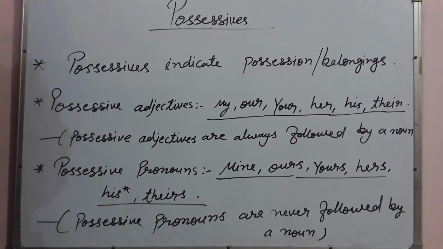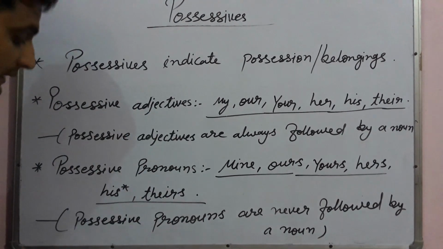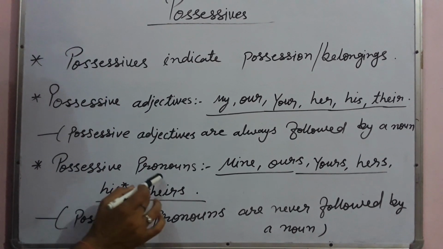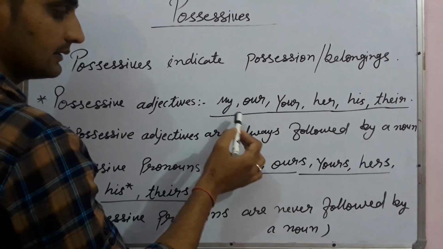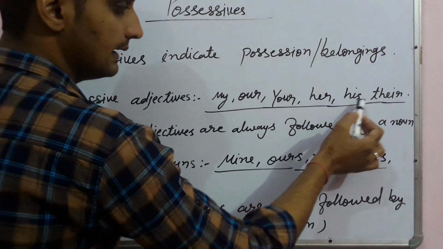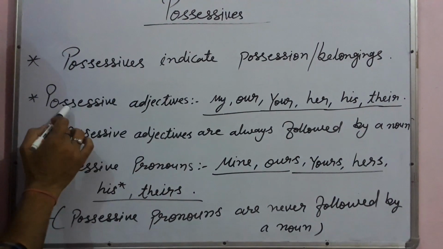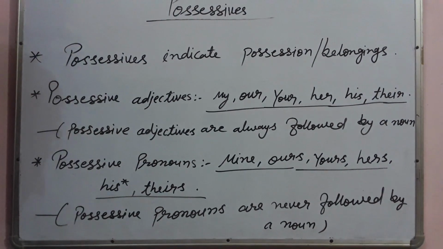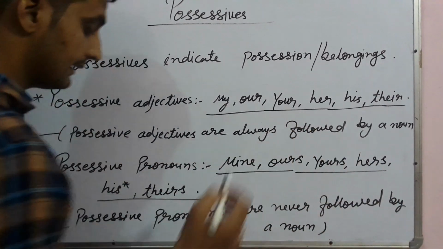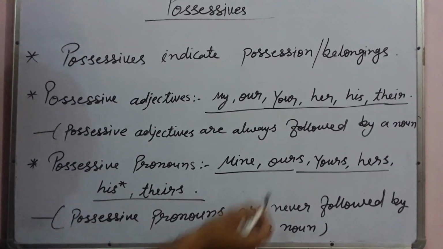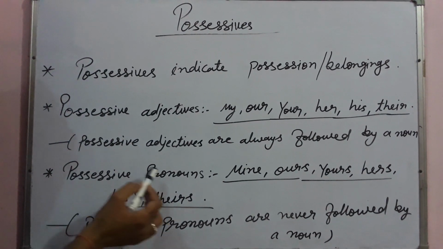There are two categories of possessives. First one is possessive adjectives and the last one is possessive pronoun. You can see here these are the words my, our, your, her, his, and their. These all words are in the category of possessive adjective. And the next, mine, ours, yours, hers, his, and theirs. These all words are included in the second category, that is possessive pronoun.